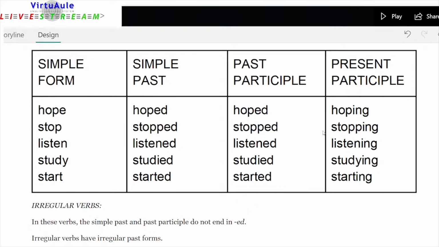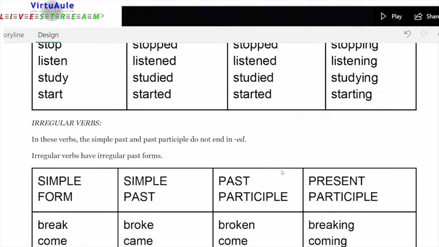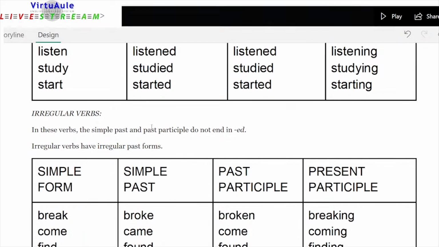Stop, stopped, stopping. Listen, listened, listened, listening. Study, studied, studied, studying. Start, started, started, starting. So you see a lot of verbs only have 4 different forms, some only have 3. Well, cut, he cuts, cutting, and that's it. 3.